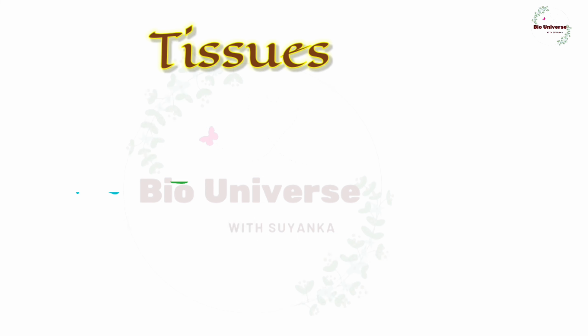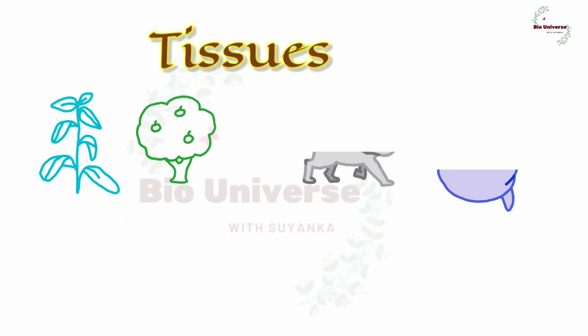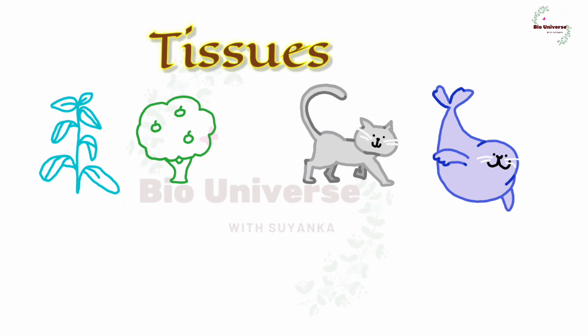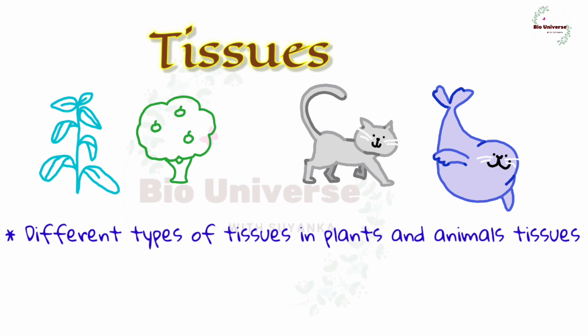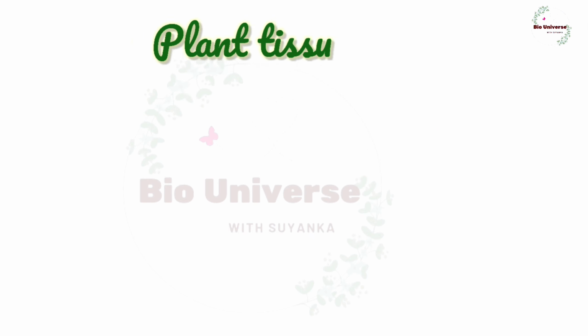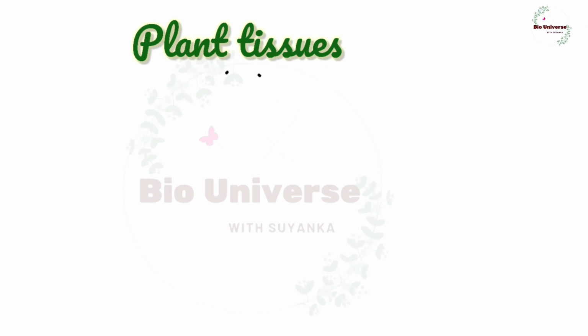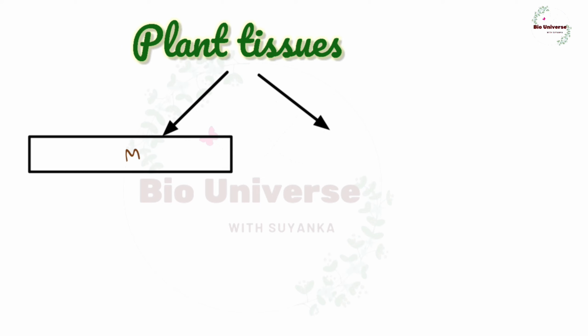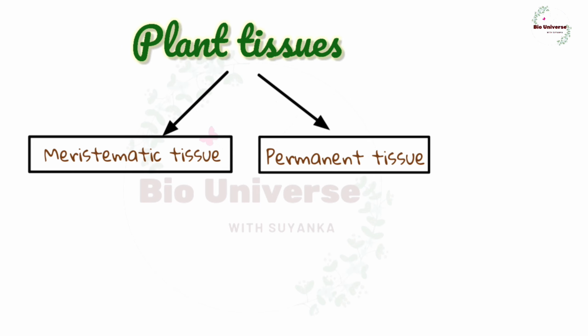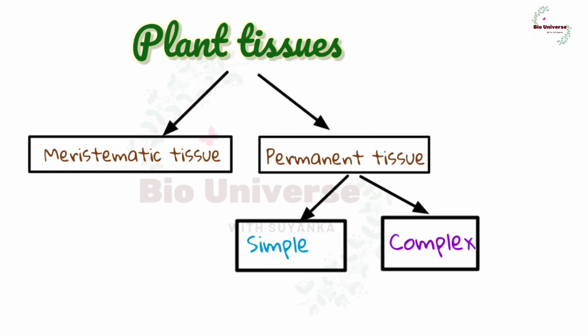Are plants and animals made of same type of tissues? Both plants and animals have similar life processes. However, they do not have similar type of tissues because of the differences in their organization, mode of living and lifestyles. Let's discuss first plant tissues. Plant tissues are of two types, meristematic and permanent. Permanent plant tissues have two subtypes, simple and complex.